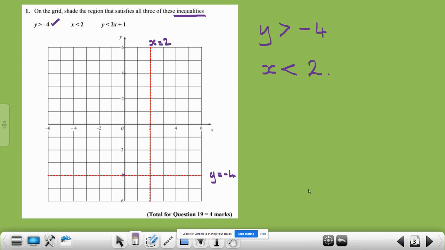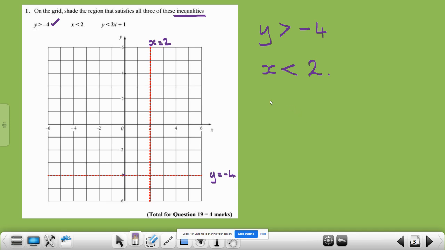So if we're looking for the region where x is less than 2, that is going to be anywhere over this side. If we look this side of that line, x is going to be 3, 4, 5 or 6. So we're looking at this side. Okay, good. So that's our first two lines.